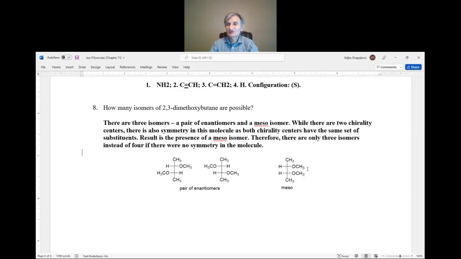So always watch for that. To avoid having a meso isomer, symmetry would have to be broken in the molecule. Somehow we would need another substituent somewhere else so that these two substituents are not identical, these two at the end.